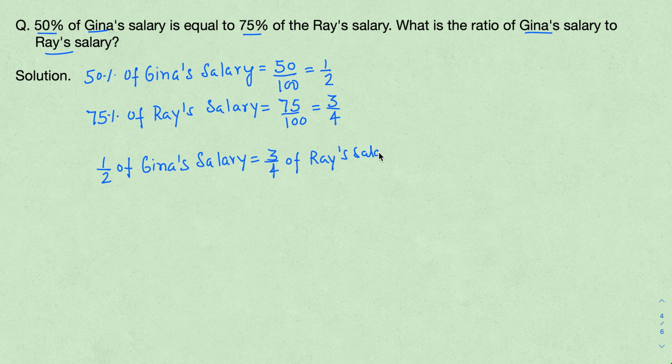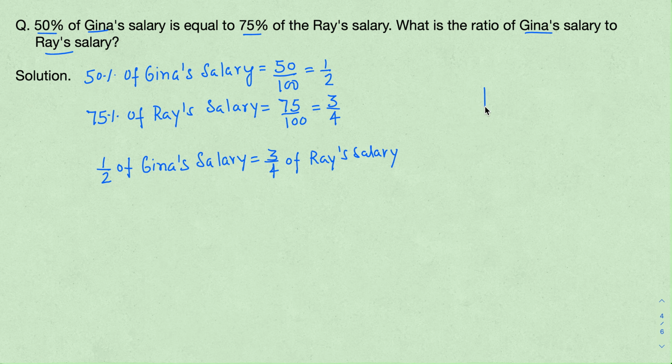Okay, so how do we interpret this? I mean, yes, we have written it, right? But what do we get from this? So basically this tells us that if we divide the whole salary of Gina into two parts, one part of Gina's salary will be equal to 3 parts of Ray's salary if we divide Ray's salary into 4 equal parts. So if it looks complex to you, when you hear it, let's understand it by drawing a model, right?